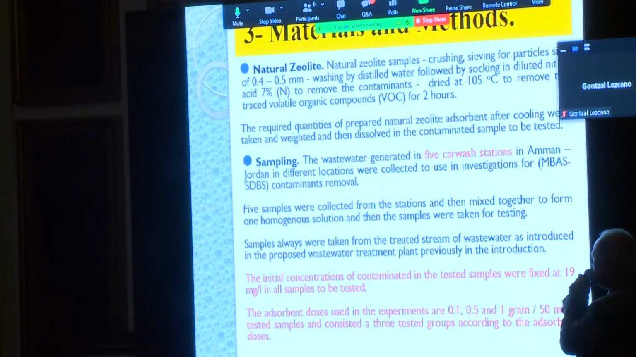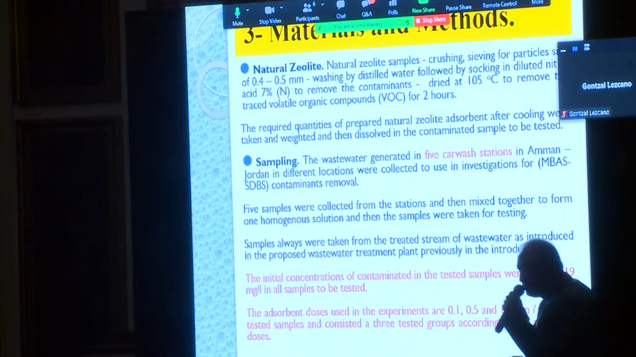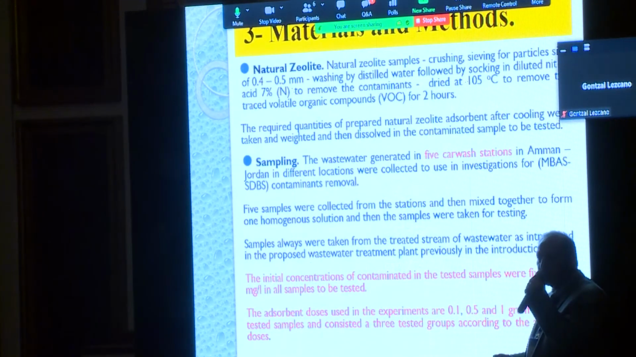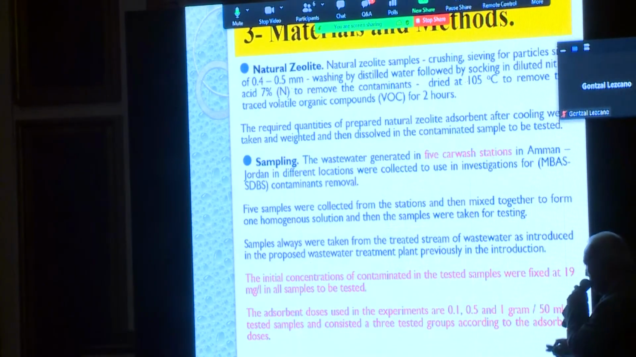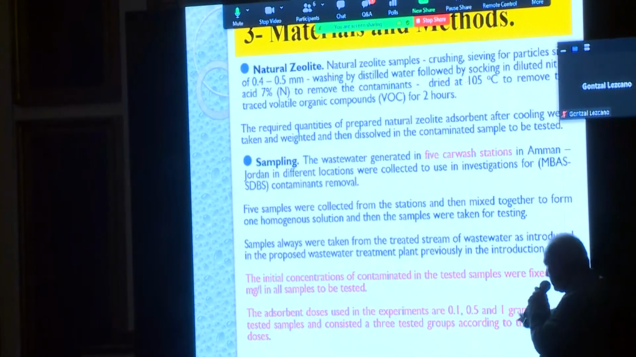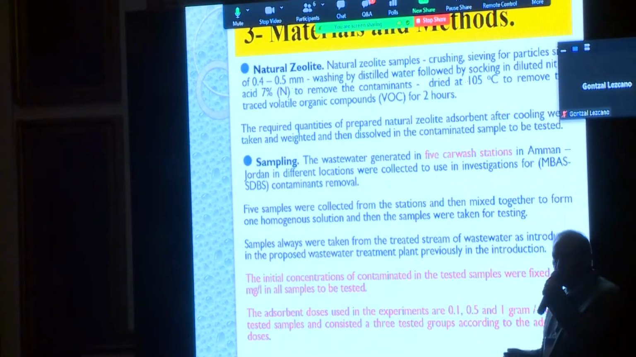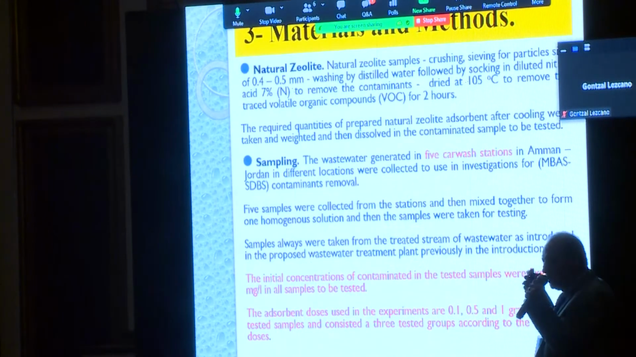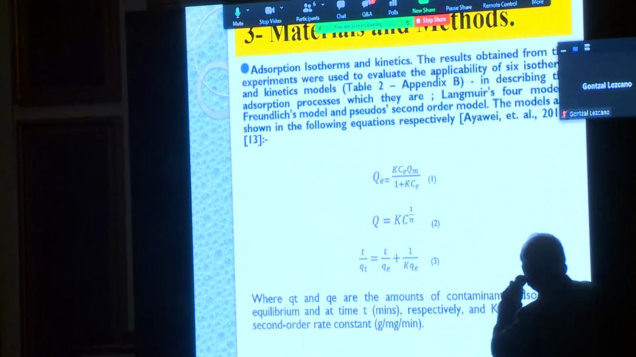Sampling, as I said before, we started all of our samples at an initial concentration of 19 milligram per liter, with 3 adsorbent doses. So our system here is the contaminants and natural zeolite at an initial concentration of 19 milligram per liter, and 3 categories of adsorbent dose of 0.1, 0.5, and 1 gram per liter.